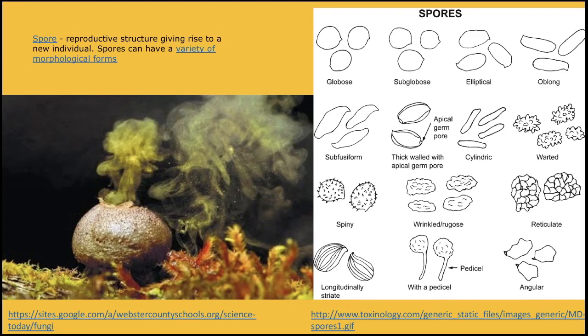And some are wrinkled. And some are spiny and have little spines, and they're all called ornamentations. So spores can actually have structures on them, and they all serve a purpose for the spore, depending on the species. So it's not just to make them look pretty, but it helps us to identify the type of fungi we're dealing with based on their spores.